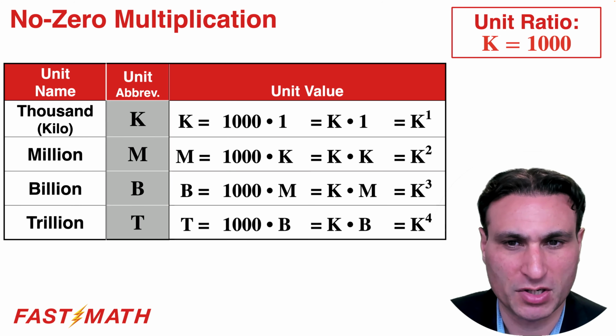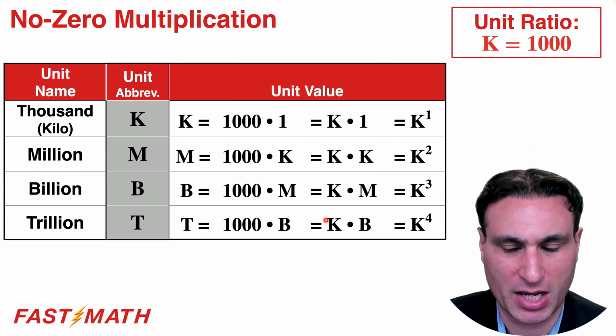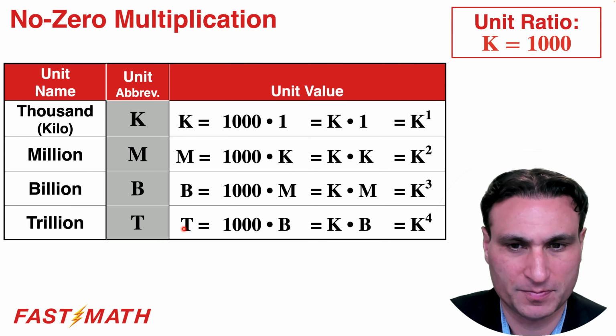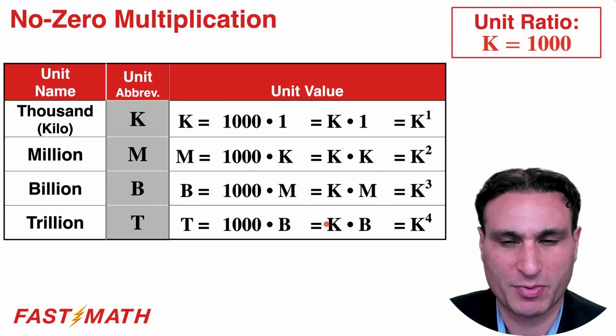The original definition of 1 trillion was 1,000 billions, or 1,000 times 1 billion. We can represent trillion as 1,000 times b. Using all unit abbreviations, trillion is k times b. Because billion is k to the third, k times b is then k to the fourth. So trillion is 1,000 to the fourth, or k to the fourth. And the abbreviation for trillion is t. So these are different ways to express the value of trillion, or t.